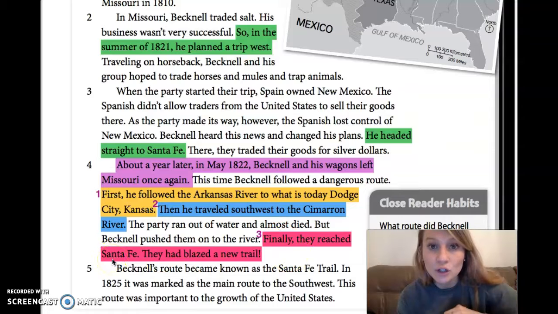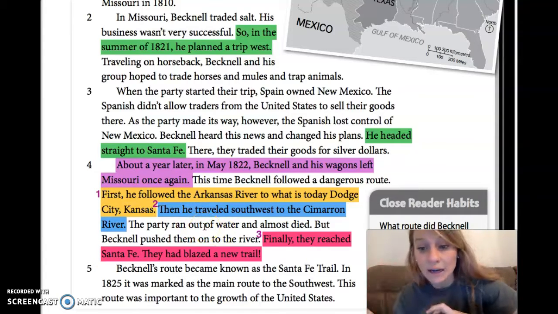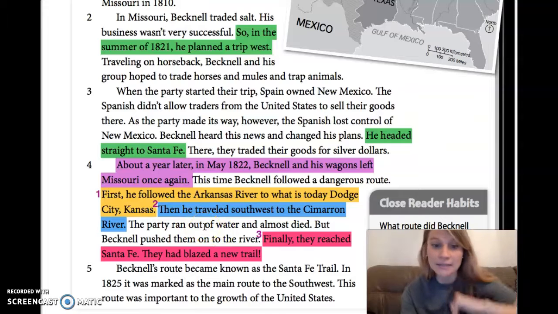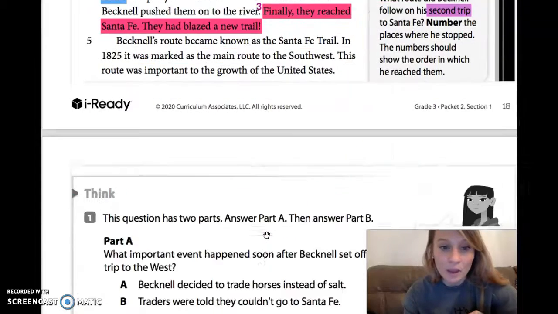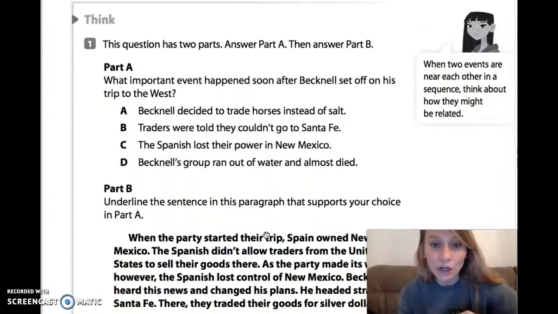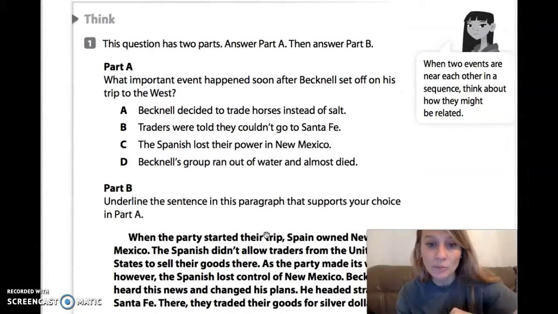They had blazed a new trail. Now they almost died. I didn't highlight that. That's just another detail. But those are the big three things that happened. First, second, third. So you can number those things inside of your packet right now. Now, for our questions today, we're going to look at part A and then part B.